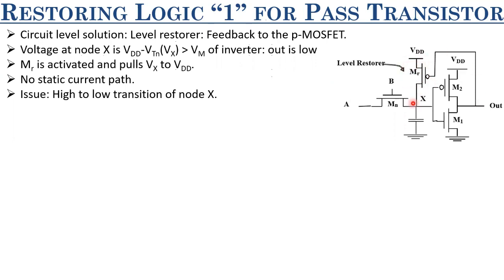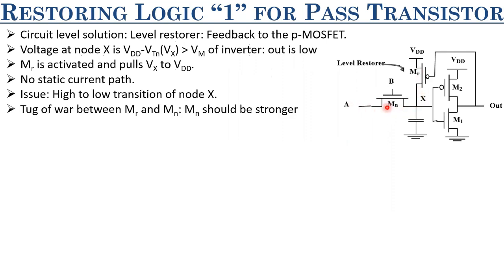But before that, as this is at VDD and it is gradually discharging to ground via this MN, what happens? This MR tries to charge this Vx to VDD and this MN tries to discharge it to ground, right? So there is a tug of war going on between MR and MN. Only when this node Vx is pulled down below Vm of this inverter can this output be 1, and then this level restorer will be turned off. But before that, MR tries to charge this to VDD, MN tries to discharge it to ground.